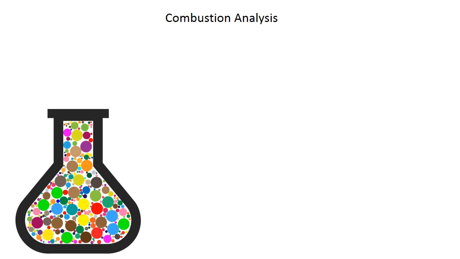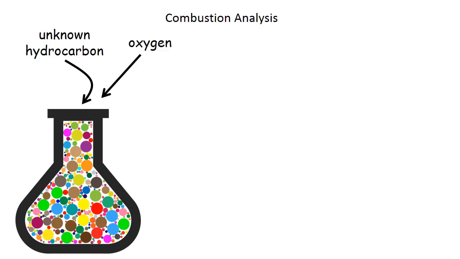Remember that combustion is the reaction between a hydrocarbon and oxygen to form carbon dioxide and water. So we're going to put our unknown hydrocarbon into the flask, and we're going to add in some oxygen, and we're going to allow the reaction to proceed. Because the hydrocarbon is unknown, that's why there's an X and a Y subscript there. We don't know what those numbers are. And our goal in doing this combustion analysis is to figure out what those values of X and Y are so we can identify the unknown hydrocarbon.